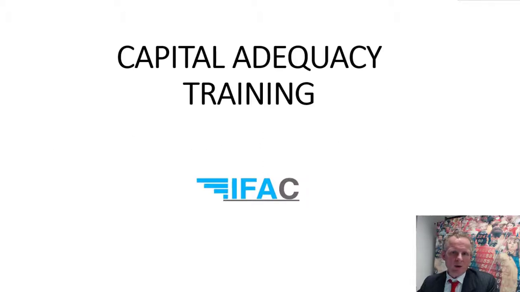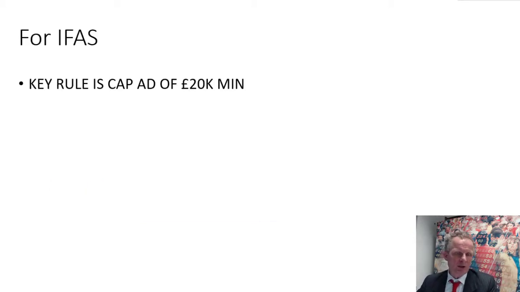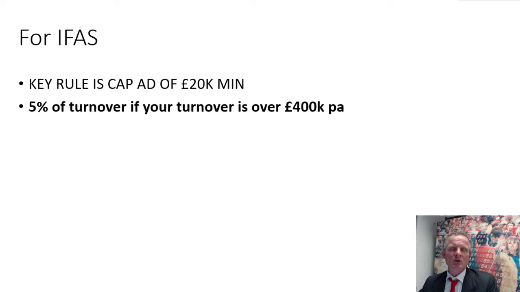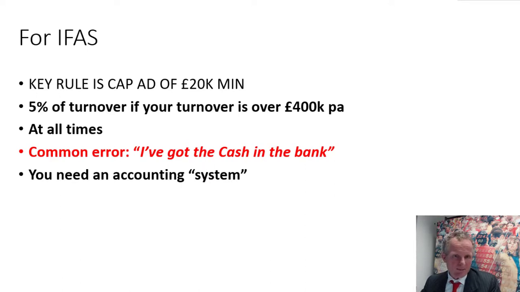Capital adequacy for IFAs. Now, the source of the rules is in the FCA handbook. It's chapter 13 of IPRU. You've got to have £20,000 of capital, or if your turnover is more than £400,000, 5% of your turnover at all times, and it's not cash in the bank.